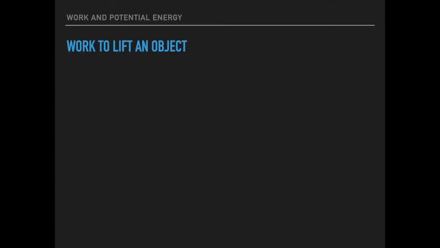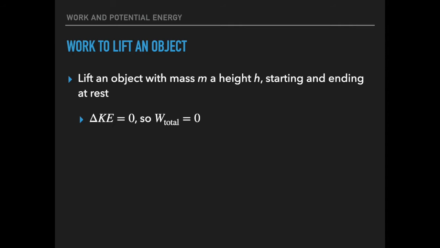Okay, now if we think about lifting an object a certain height, and you started and ended at rest, how much work would you have to do? Well, if we start with the object at rest, we lift it a certain height, and it ends at rest, then the change in kinetic energy there is 0. So that means that the total work done on the object is 0. Now, what forces are doing work?